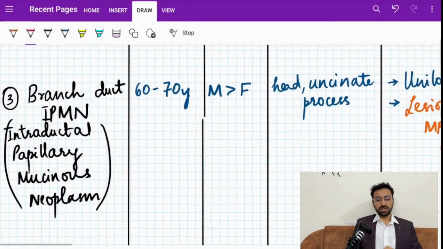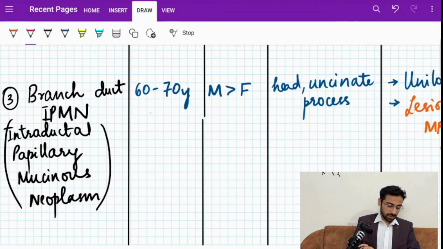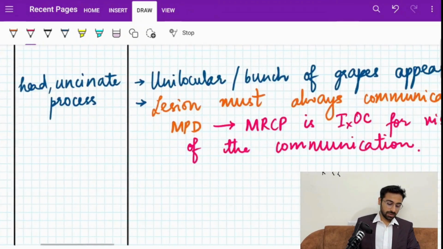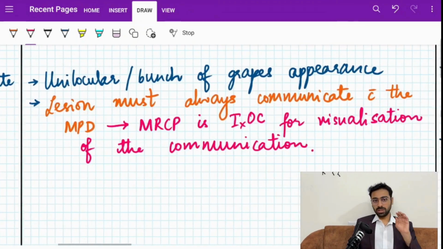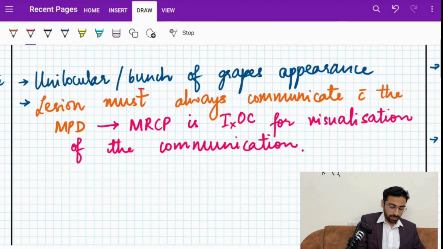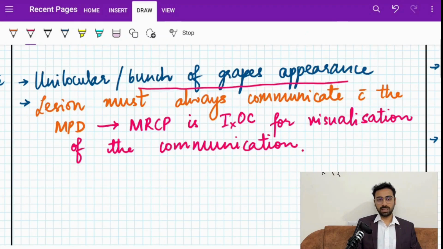Coming next, this is a close differential to serous cystic neoplasm. It is the branch duct IPMN, intraductal papillary mucinous neoplasm. Now this usually occurs in 60 to 70-year-olds and is more common in male, as I have said before. It can involve the head and the uncinate process. The uncinate process involvement is quite classical. So you have to remember that this can usually be unilocular, but if you get a bunch of grape appearance, you are more confident in the diagnosis.